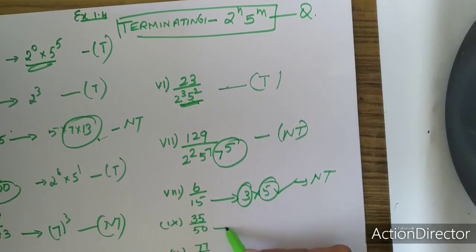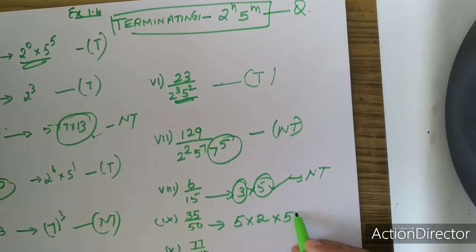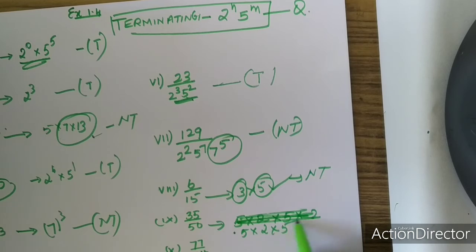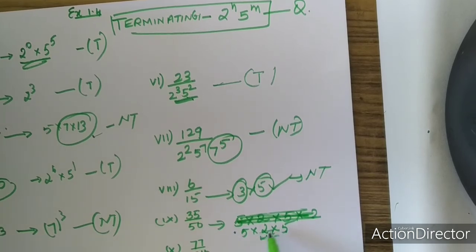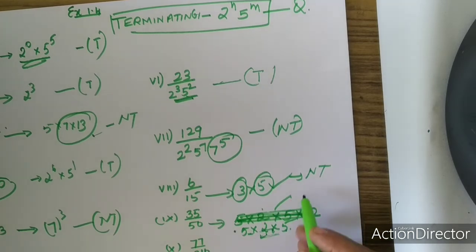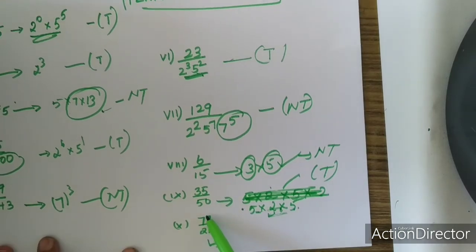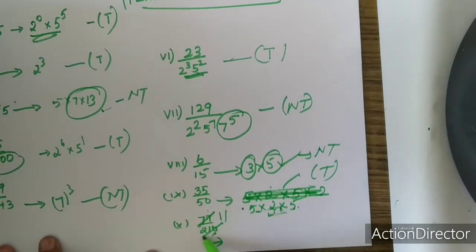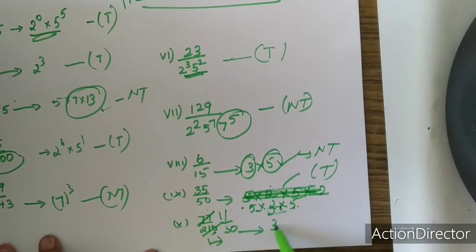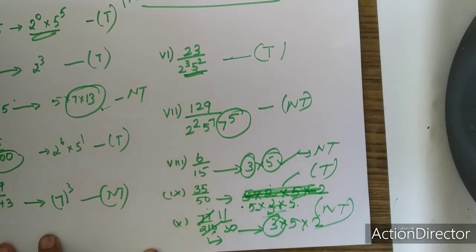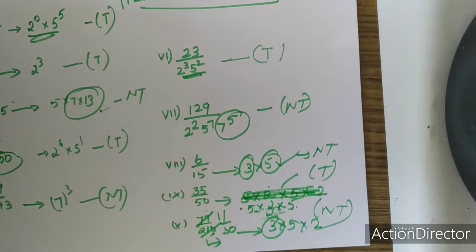Next 50. How can we write 50? 5 2s are 10, 10 into 10, 100. So here I need 50. 5 into 2 into 5. So 5 2s are 10, 10 5s are 50. We are having only 5 and 2. So it is terminating. Next, last one is, first you have to reduce to the lowest terms, 77 upon 210. So it is 11 upon 30. This 30 can be written as 3 into 5 into 2. 3 is there. So it is non-terminating. Hope you understood this method. Let us move on to the next question.